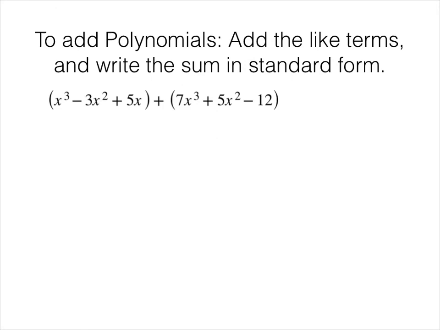Now we're going to look at adding and subtracting polynomials. In order to add these two polynomials here, we're going to add the like terms, and then write the sum in standard form. So let's start with adding the like terms, and I'm going to color code it.